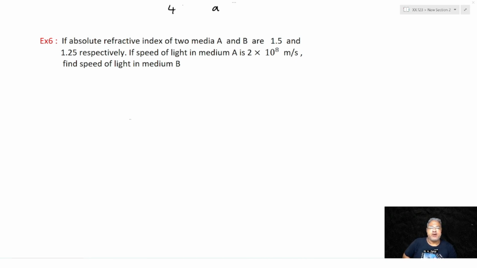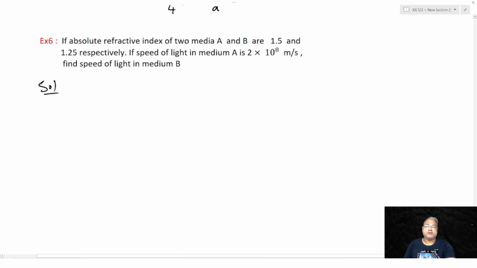Here the absolute refractive index is given. What is the absolute refractive index? If you are finding the refractive index in relation to vacuum, that is the first medium is vacuum and the second medium is glass, water, or anything else, but the first medium is vacuum, then the refractive index so calculated is called the absolute refractive index. Now here we need to find the speed of light in medium B. How will you find that? Quite easy.